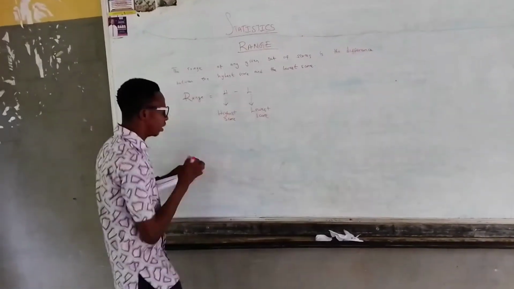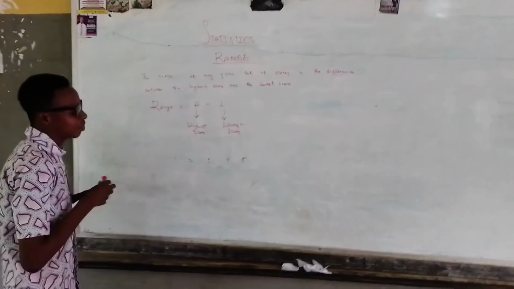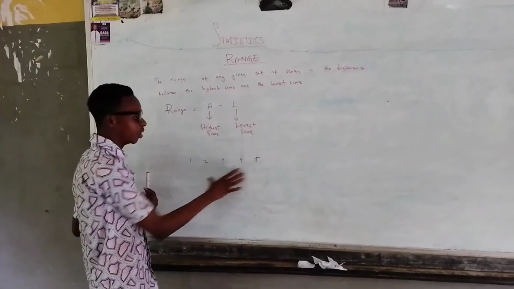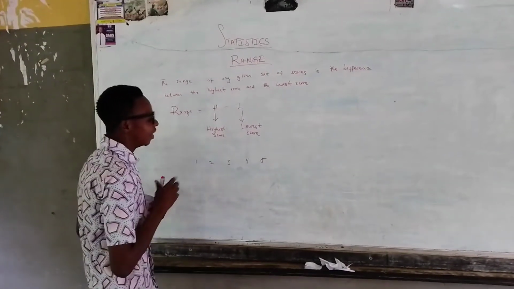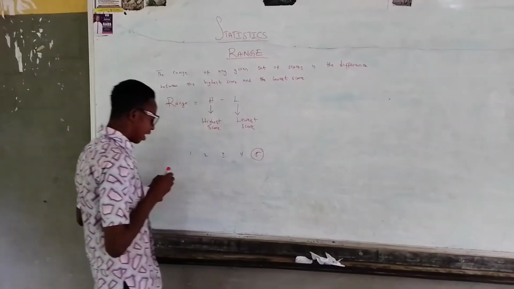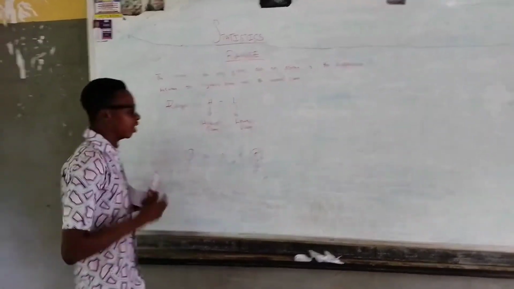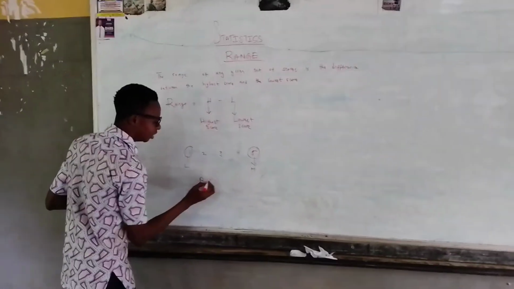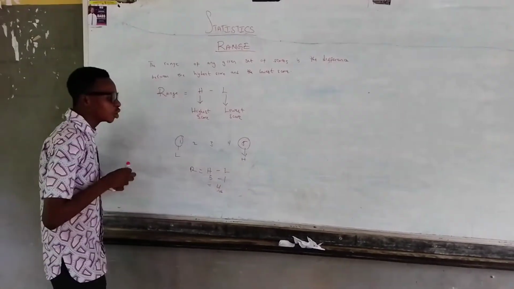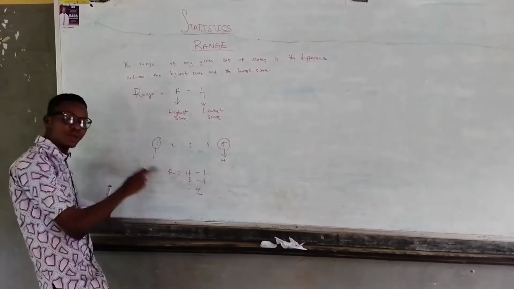Just like with numbers, let's assume I have 1, 2, 3, 4, 5, and I am to solve for the range of these numbers. Don't forget, you have the highest minus the lowest. The highest figure here is 5, which is my H, and the lowest here is 1, which is my L. So my range is highest minus lowest, which is 5 minus 1, and that gives me 4. So the distance between 1 and 5 is 4, and that is the range.